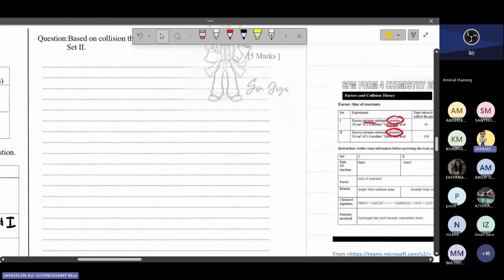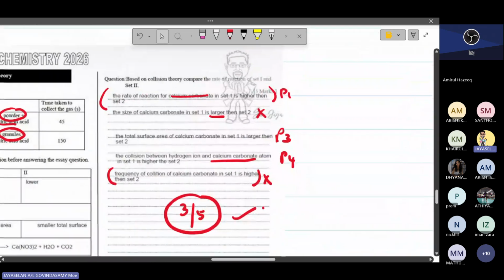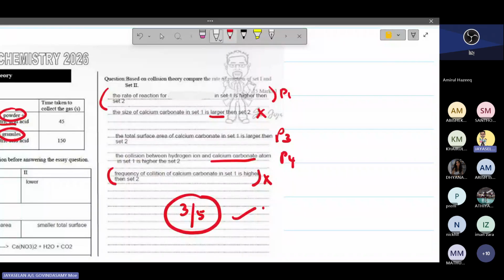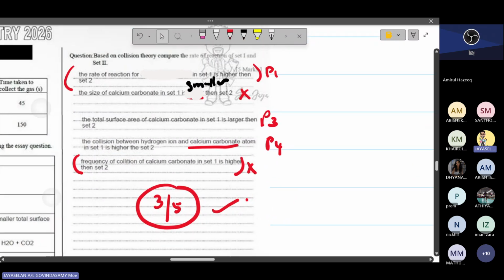Okay, so now we check the answer to the question. What is their mistake? The rate of reaction of set 1, I erase this, the rate of reaction of set 1 is higher than set 2. Already got 1 mark. The size of calcium carbonate in set 1, you must use smaller than set 2. The total surface area of calcium carbonate in set 1 is larger.